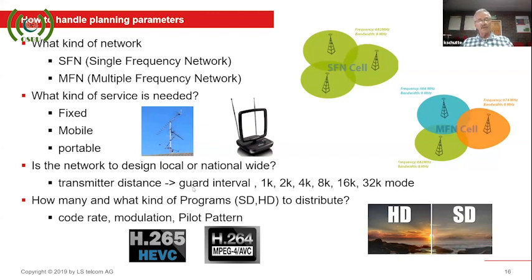Then obviously one needs to decide if you're going to look at a local or a nationwide network, where you look at the transmitter distances in between the sites. You will then obviously consider the guard interval, and you will look at your 1K, 2K, 8K, or 32K modes, which is better in some cases for certain types of reception, which is more applicable to that defined fixed or mobile or portable reception.